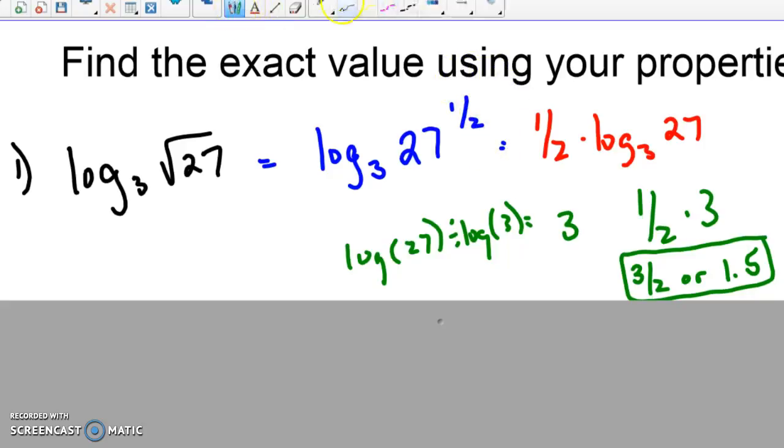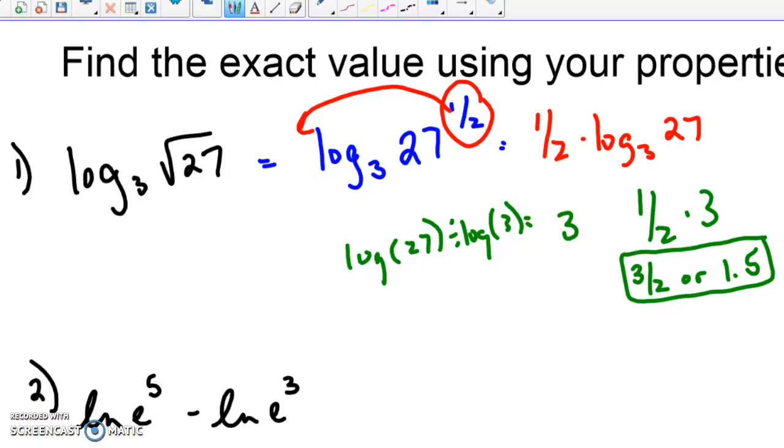The other way, kind of continuing to use our properties, is we take whatever that exponent is and move it out front. So it becomes 1/2 times the log base 3 of 27. Then that log expression you can type into your calculator, the log of 27 divided by the log of 3. It gives you an answer of 3, and then we multiply that 3 by the 1/2 out front. So you either get the fraction answer of 3/2 or a decimal of 1.5.